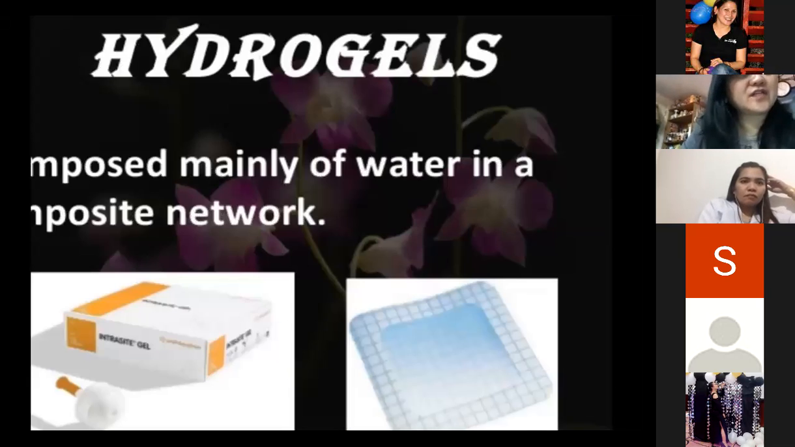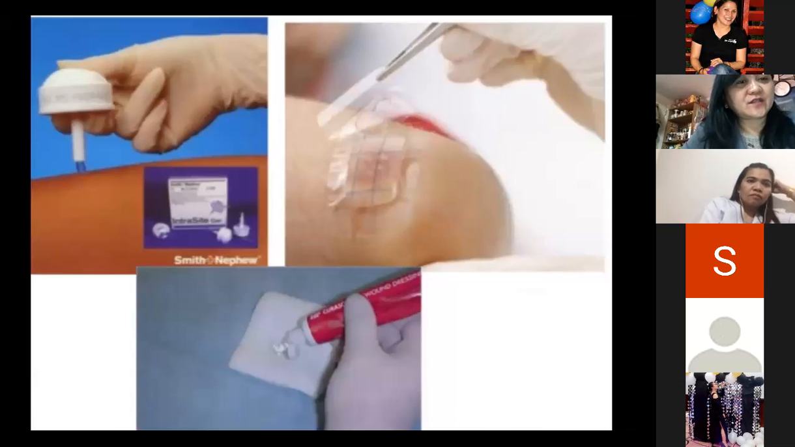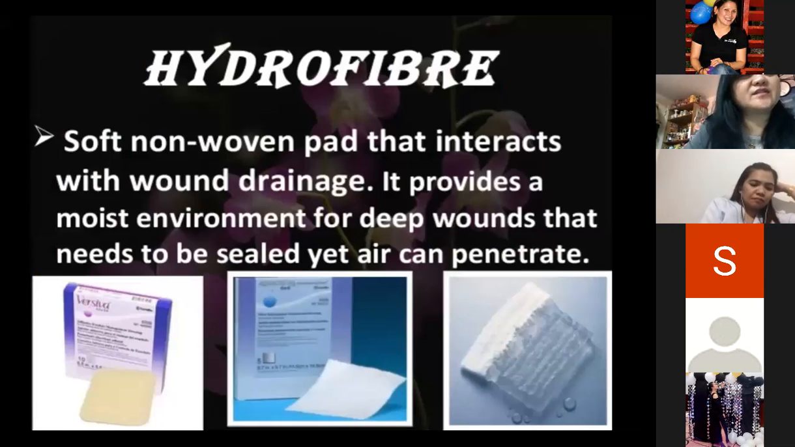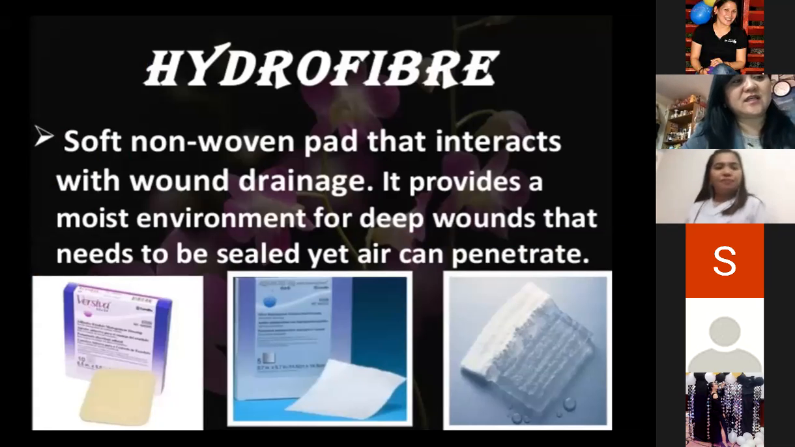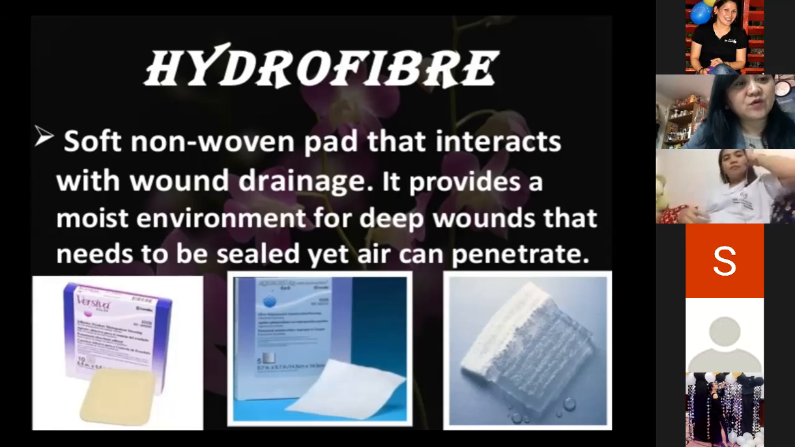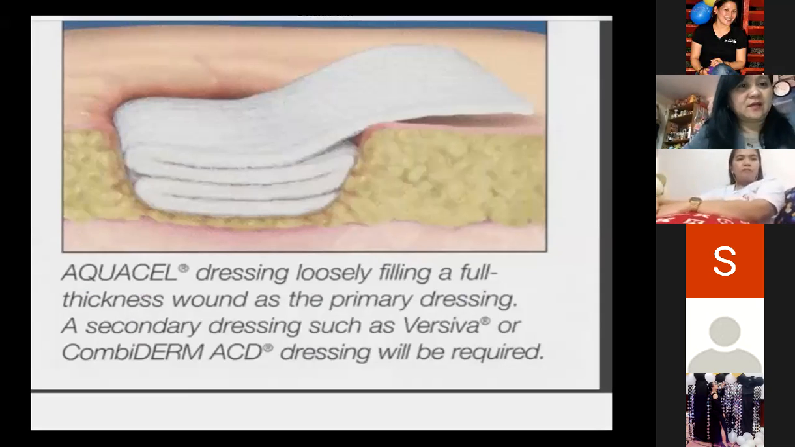It also have a hydrogel, which is composed mainly water and composite network. Ito siya. This is the types of hydrogel that we are giving to the patient in wound care. And also we have this hydrofiber, non-soft woven pad that interacts with wound drainage. This one, it provides moisture for the environment in deep wounds that needs to be sealed, yet air can be penetrated. Kahit nilagay mo to, there's already air. There's still air for that one.